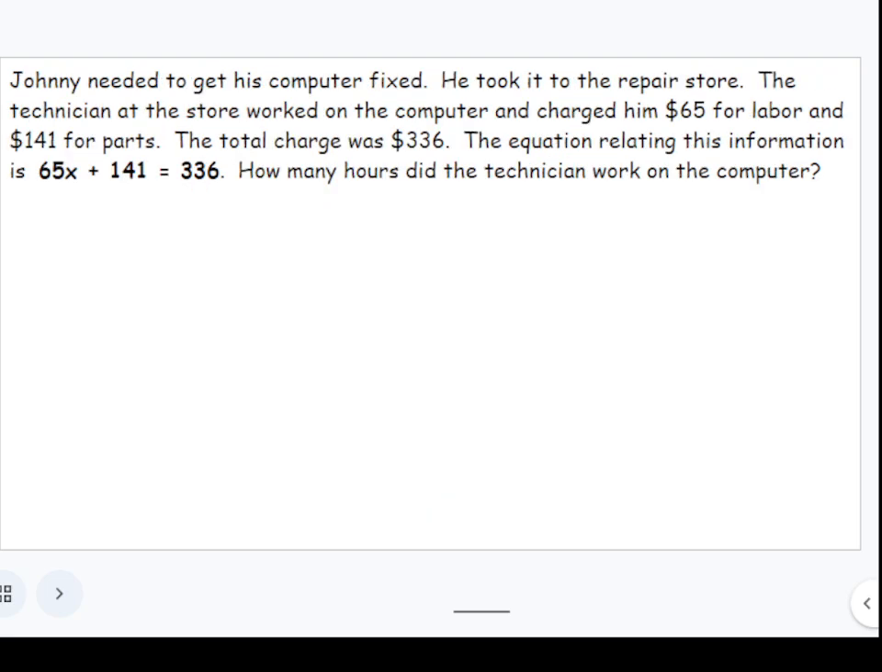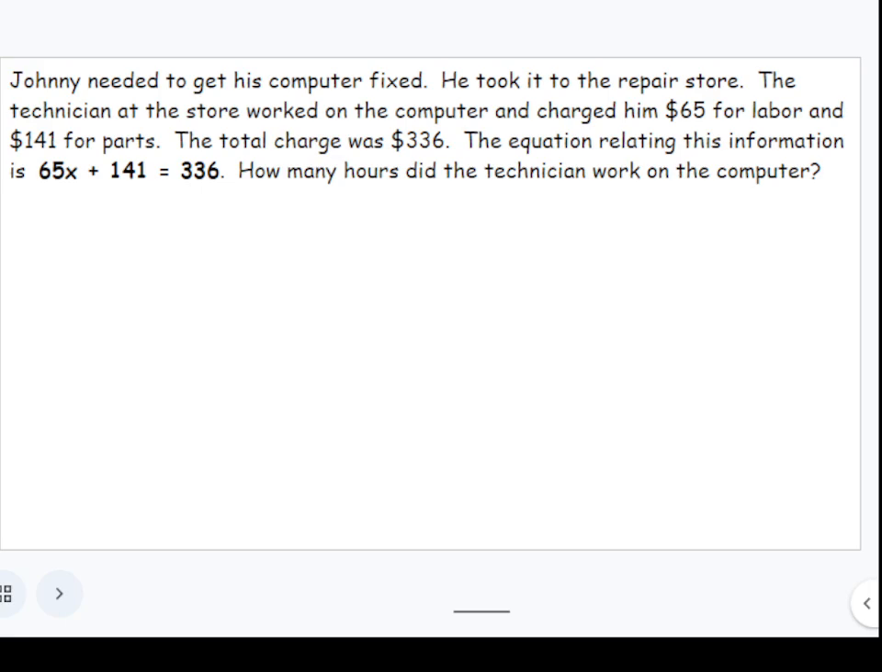All right. Johnny needed to get his computer fixed. He took it to the repair store. The technician at the store worked on the computer and charged him $65 for labor and $141 for parts. So the total charge was $336. The equation relating this information is 65x plus 141 equals 336. How many hours did the technician work on the computer?